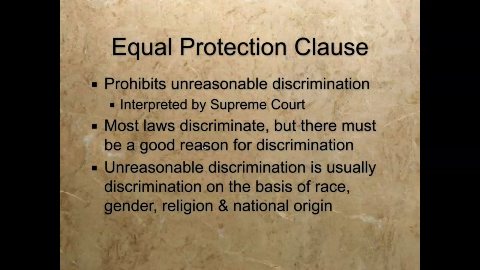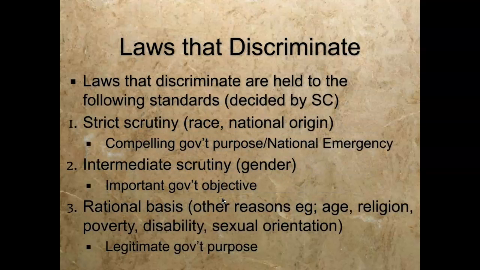So, laws that discriminate, though, unreasonable discrimination, is usually discrimination on the basis of race, gender, religion, national origin, and other classifications such as sexual orientation or disabilities. What then is unreasonable discrimination and therefore a violation of the Equal Protection Clause of the 14th Amendment?